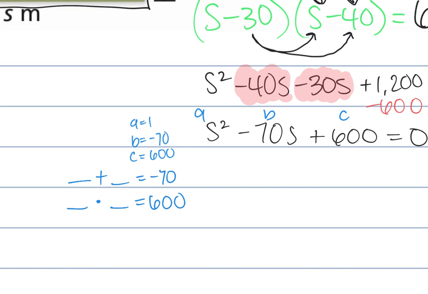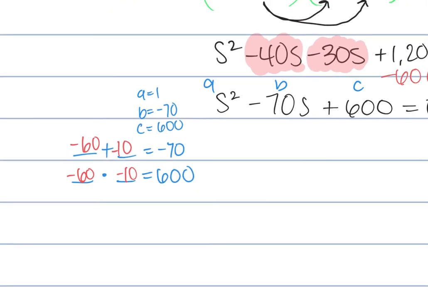Brandon? Negative 60 and 10. Not quite. Daniel? Negative 10 and 60. Not quite. Negative 60 and negative 10, okay? They both have to be negative. Why are they both negative here, guys? Because C is positive, but B is negative. So they both have to be negative, all right?